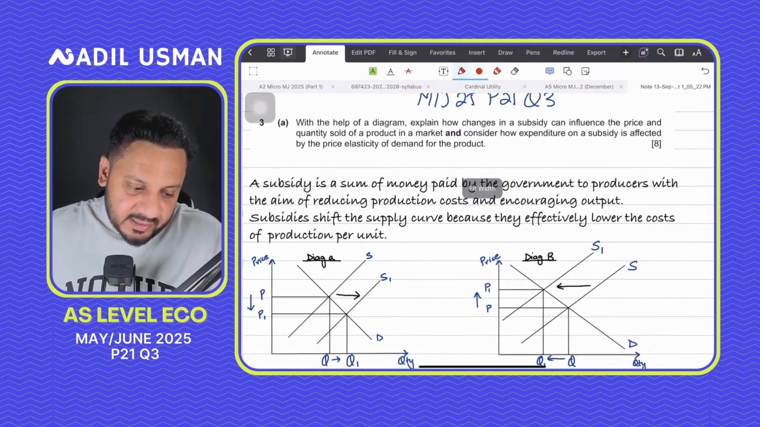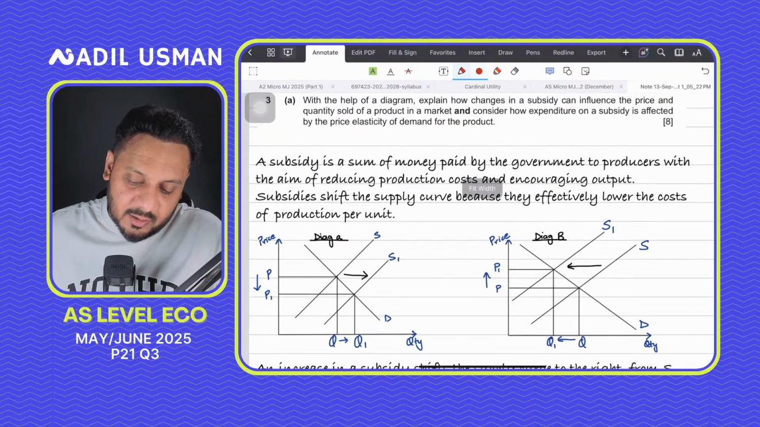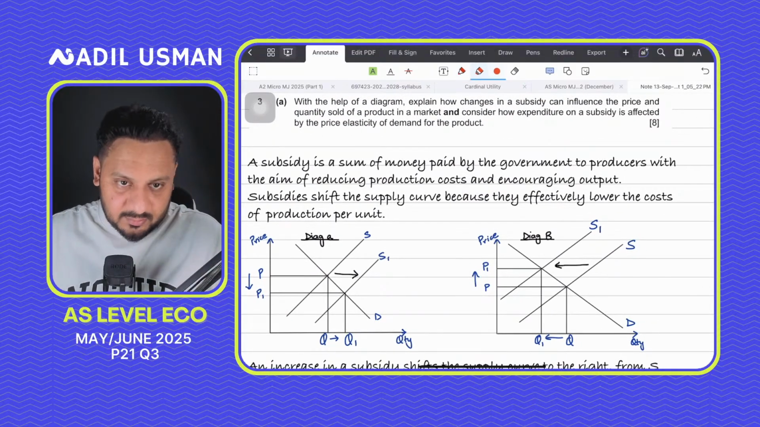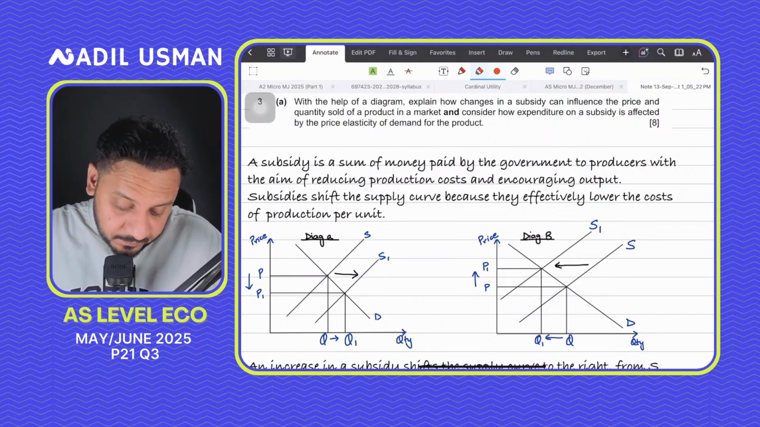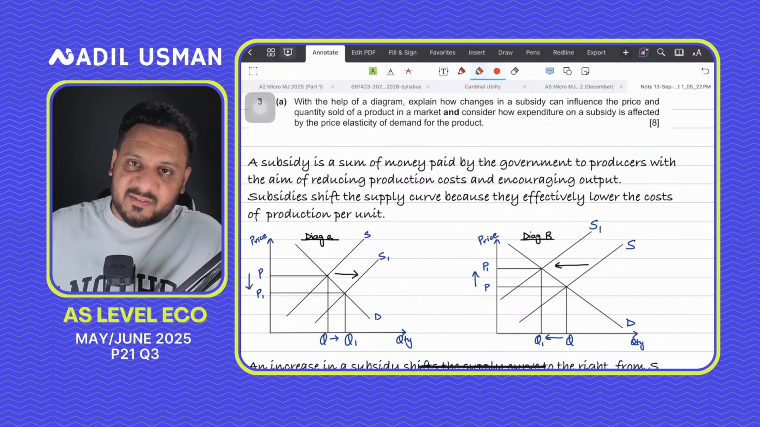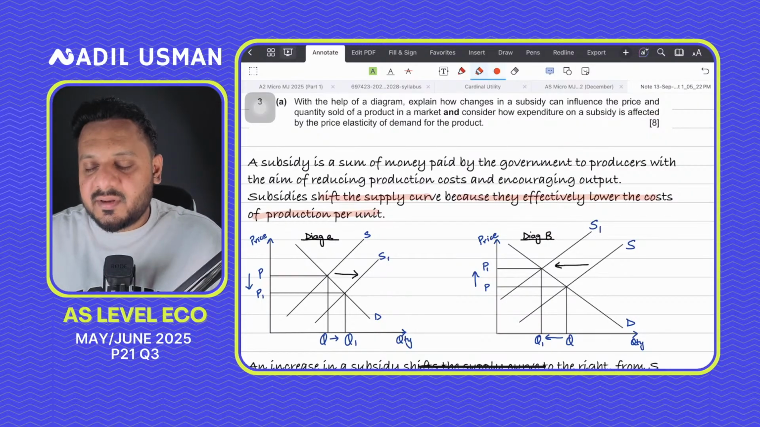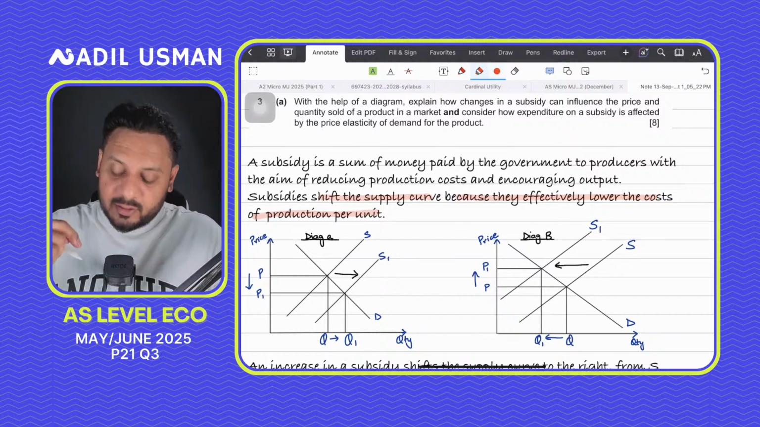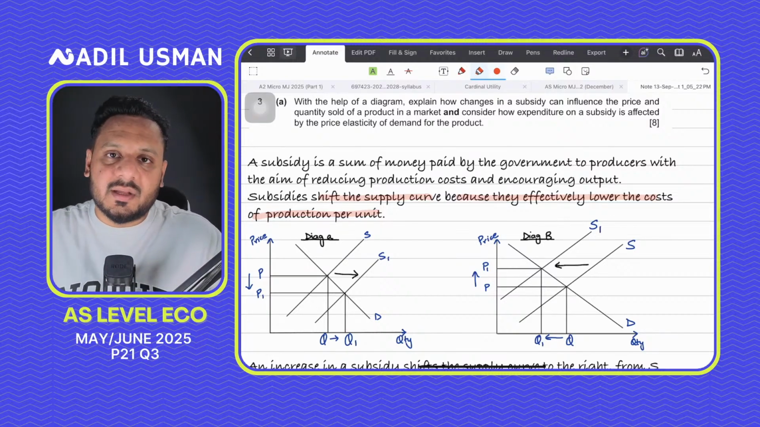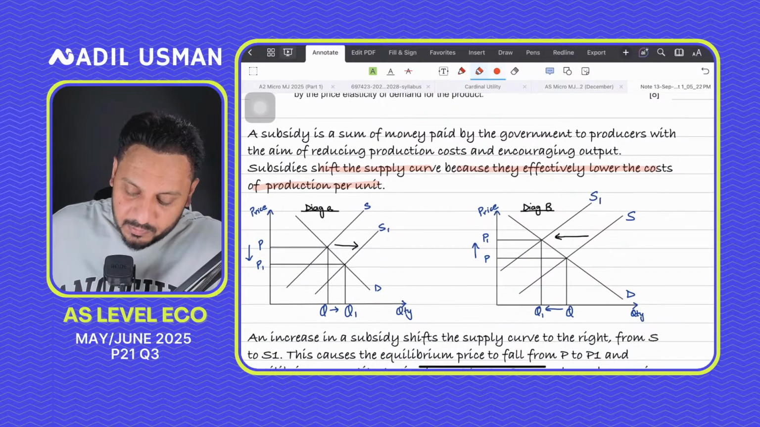So now I have written a time-based solution, meaning exactly how much time you can take to write this. You'll start off by defining the subsidy. You'll say a subsidy is a sum of money, a government grant given by the government to producers. The aim is to reduce costs and encourage output. Then first explain what it does: subsidies shift the supply curve because they effectively lower the cost of production per unit. Giving the subsidy shifts the supply to the right and lowers the cost per unit. So you first tell why supply shifts, because it lowers the cost per unit.